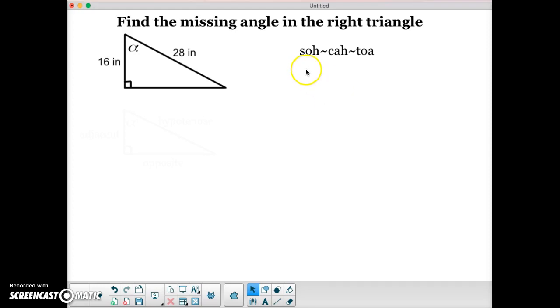SOHCAHTOA means the sine of alpha is equal to the opposite over hypotenuse. The cosine of alpha is going to be equal to the adjacent over hypotenuse. And the tangent of alpha is going to be equal to the opposite over adjacent.